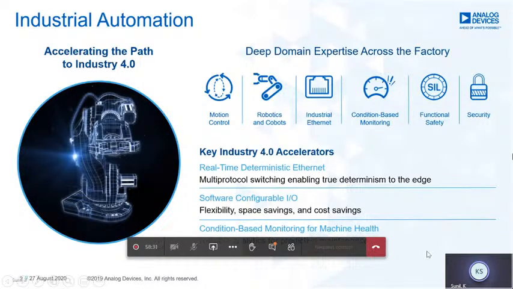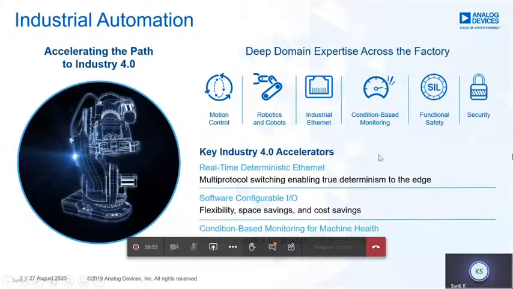Number one, I talked about scalable Ethernet architecture, right? So here what happens is, while we have multi-protocol switching technologies out there, especially for these time-critical applications, it becomes very significant to have this timestamp. So this is an area which ADI has been heavily investing in terms of real-time deterministic Ethernet switching technology.